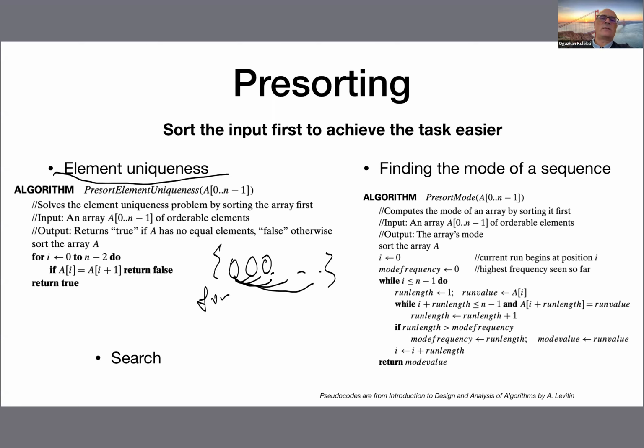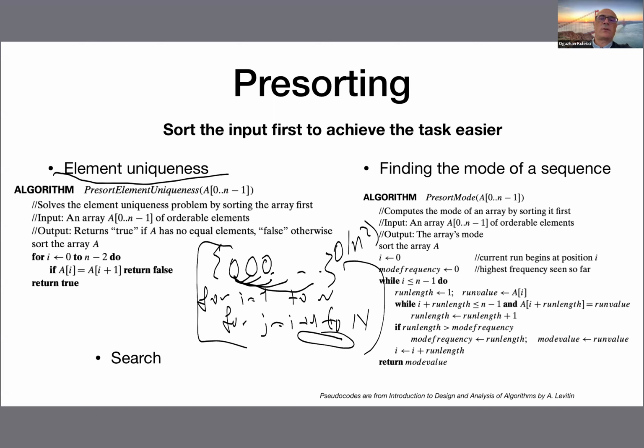So that seems to be something like 2 for loops: for i equal to 1 to n, for j equal to i plus 1 to n, check whether a_i is equal to a_j. Something like that. But that is a quadratic solution, right? So there will be n square number of comparisons. I have an n square complexity.